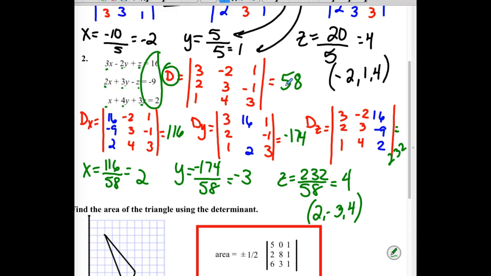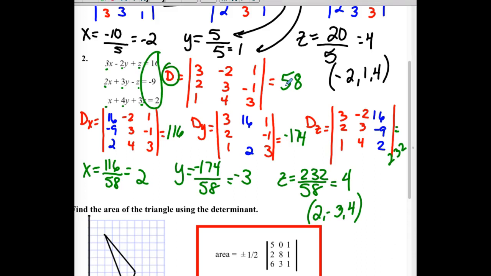Now, is this the fastest way to solve a system? Probably not. Once you do it a few times, it gets a little easier. By the time we finish this chapter, you're going to have a whole bunch of ways of solving a system of equations. Okay? I will expect you to show me Cramer's rule on the test. You'll only have one of them, but you will have to show me that you know how to use that process. Okay? All right.